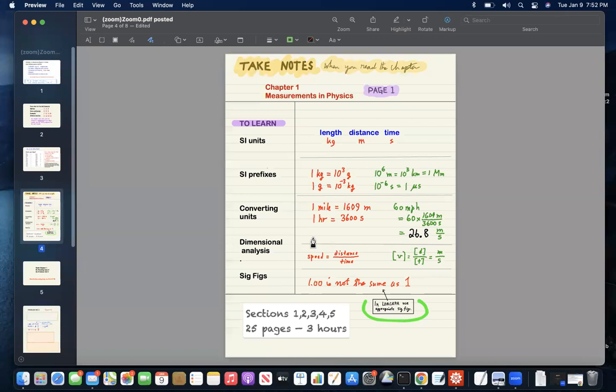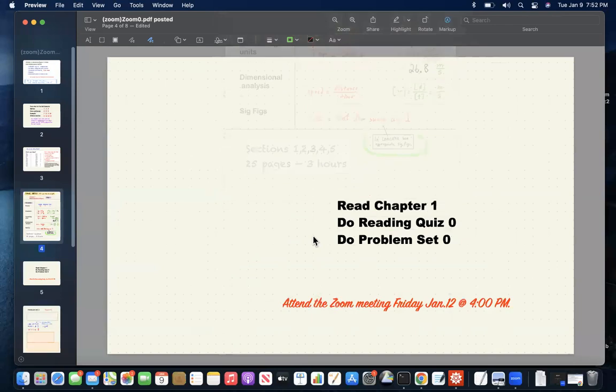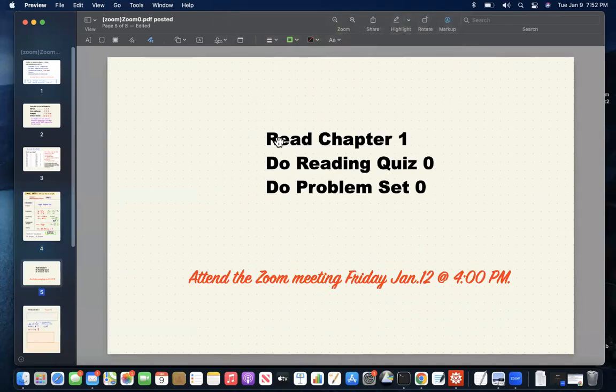All right, so that's how you will study the material in the textbook, and that's where you'll get the knowledge. So what you should be doing now is reading chapter 1, doing reading quiz 0, which goes along with chapter 1, and doing problem set 0, which goes along with chapter 1.